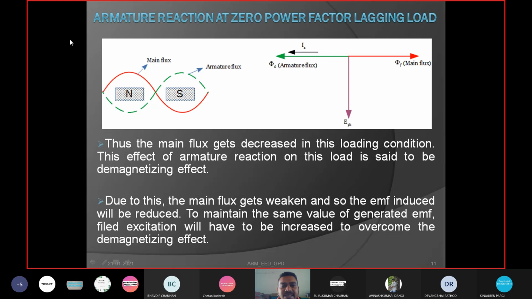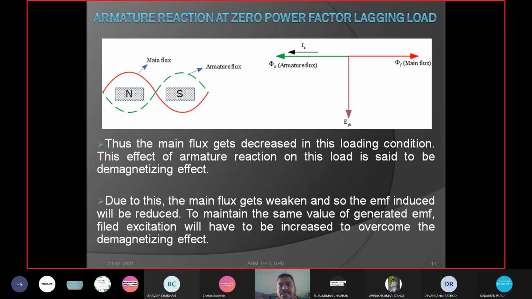Why can we say demagnetizing? Because the magnetization reduces, and when magnetization reduces, we can say that it is a demagnetizing effect. So due to this the main field flux gets weakened, and so the induced EMF will be reduced. Now as the induced EMF is reduced, we have to keep the induced EMF constant. To maintain the constant generated EMF, we have to increase the field excitation to overcome the demagnetizing effect.